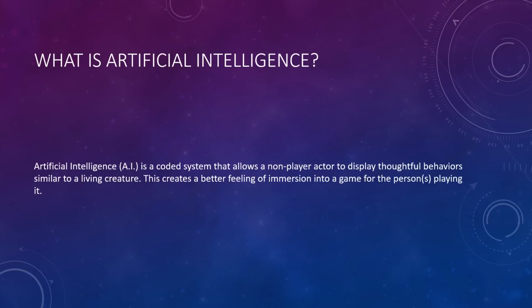So what is artificial intelligence? Well, here's my definition for us. Artificial intelligence, or AI, is a coded system that allows a non-player actor to display thoughtful behavior similar to a living creature. This creates a better feeling of immersion into a game for the persons playing it.